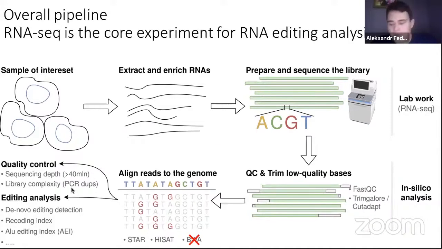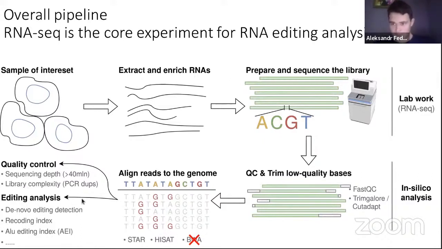And also pay attention to the library complexity. In fact, if your library includes lots of PCR duplicates, it's a bad thing because you started with a low amount of RNAs, and your editing estimation will be skewed by biases introduced by PCR during the amplification step. So the bottom line is that you should completely remove all PCR duplicates from your pool of reads if, say, the total amount of duplicates is like 30 or 40%, just not to skew the editing analysis.